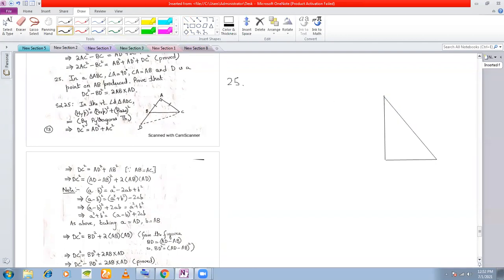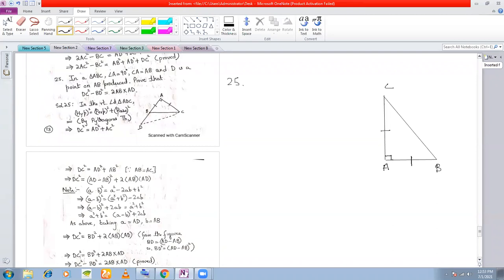So right angle triangle. If you look at the question, it says in the triangle ABC, angle A is 90 degrees. So let us call this A to be 90 degrees. In triangle ABC, let us call this B, and let us call this C. CA is equal to AB, if these two sides are equal.